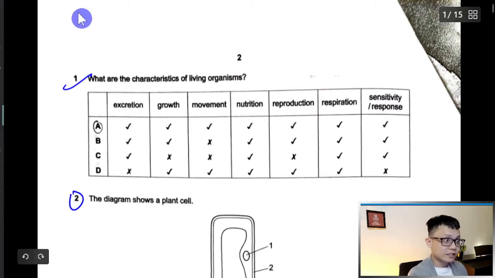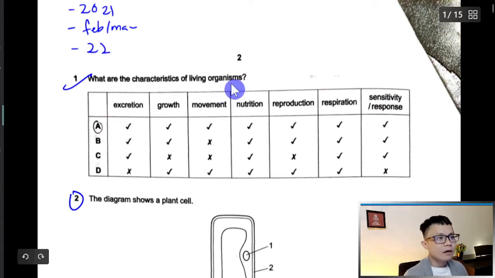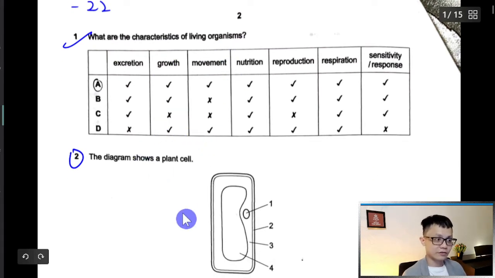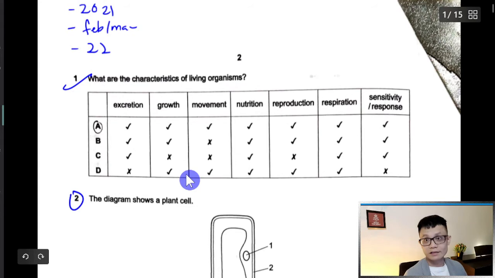Though I seldom do objective paper, this is the 2021 February March paper, variation 22. Okay, paper 22. So we start with the first question. We are not going to discuss all the questions. We only discuss the wrong questions. Probably the wrong questions will be the difficult questions that the students get wrong.